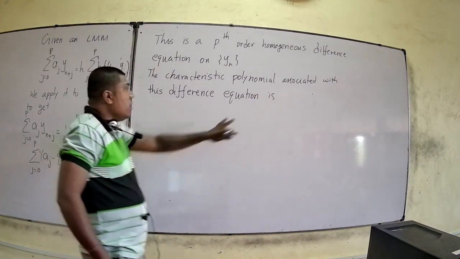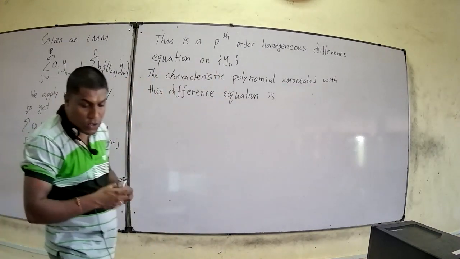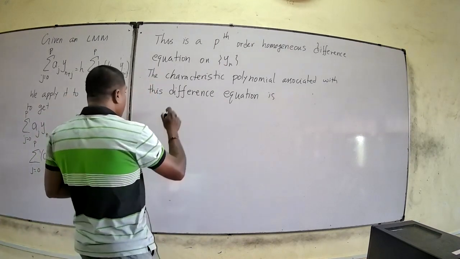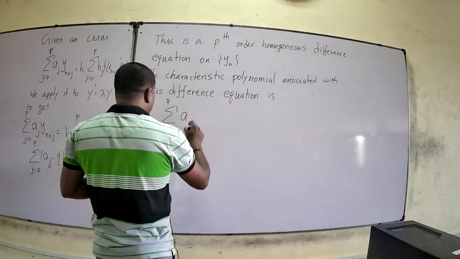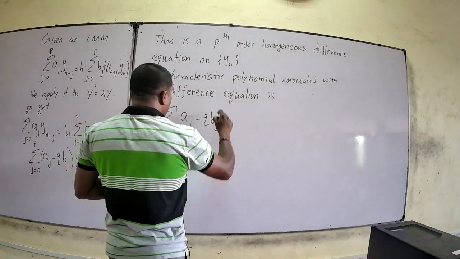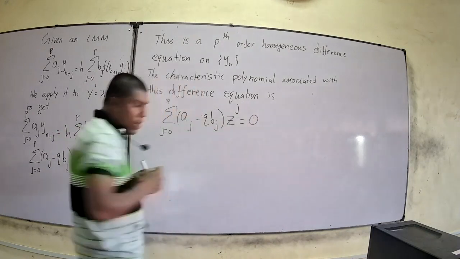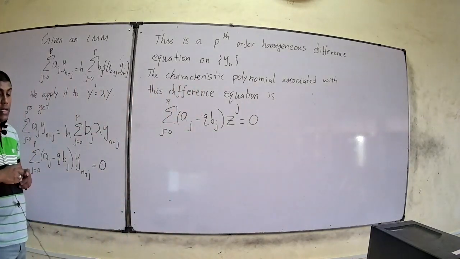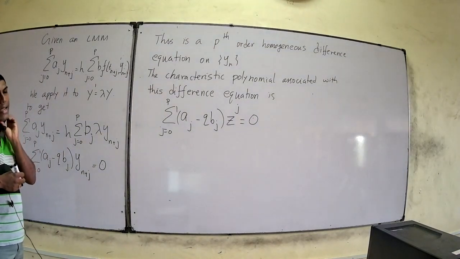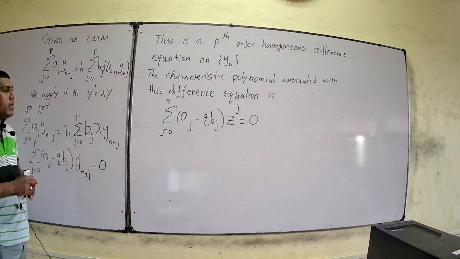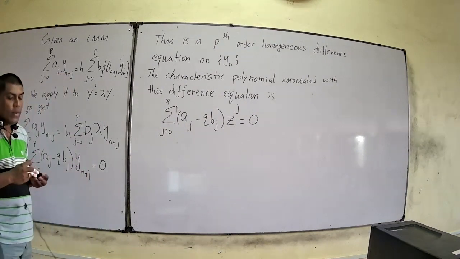Okay, so you write the characteristic polynomial in the same way. What is the notation we are going to use? We are going to use z. In first year ODE, you must have used lambda, but here because we have lambda somewhere else, let me use z as the variable for the characteristic polynomial.